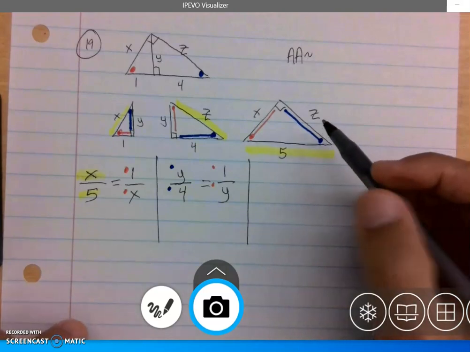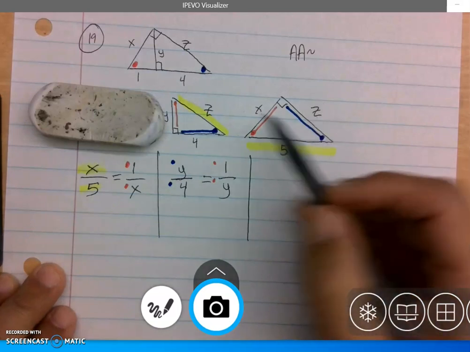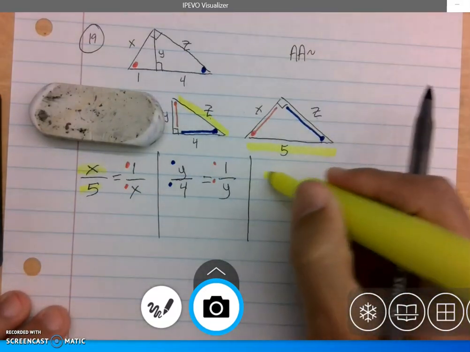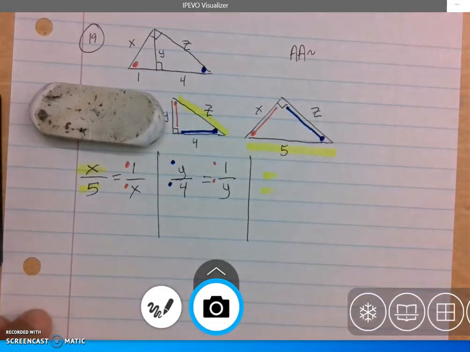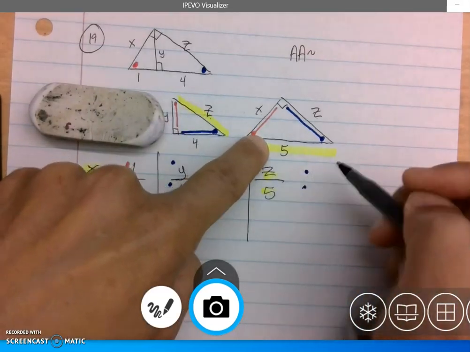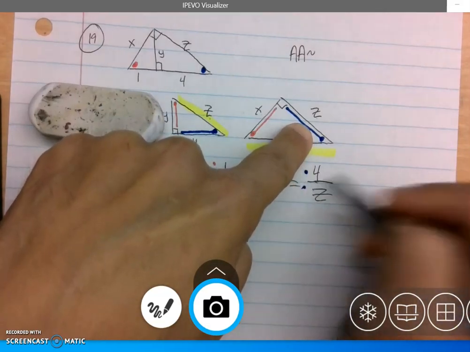Finally we deal with z. Well, there's a z, there's a z. This guy doesn't have a z, so I'm going to take that out. Again, my z's are on yellow and blue, so I will just go yellow to yellow, blue to blue, and then of course cross multiply that and solve. So yellow z to yellow 5, blue 4 to blue z, and cross multiply and solve that.